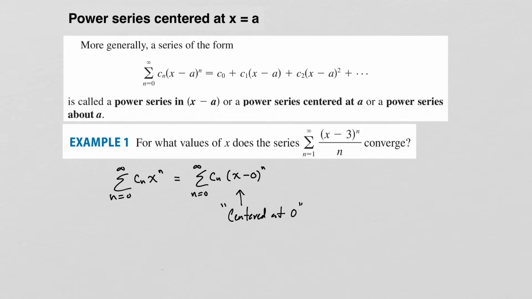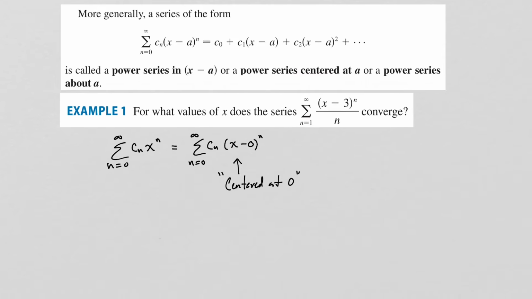But it doesn't have to be centered at 0. It can actually be centered at any real number a. So when you have a power series of this format, we say it is a power series in x minus a, or a power series centered at a, or a power series about a. All of those mean the same thing.